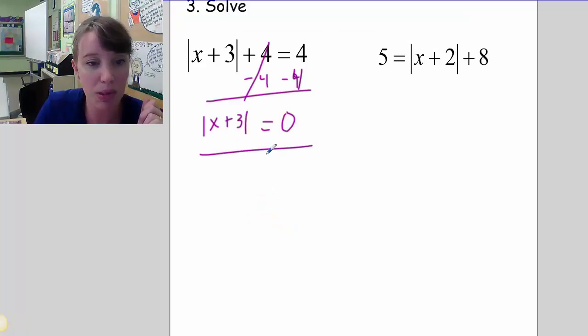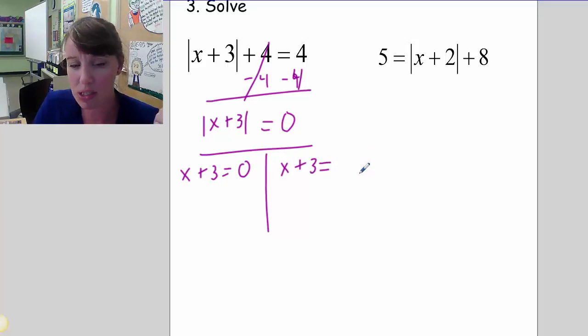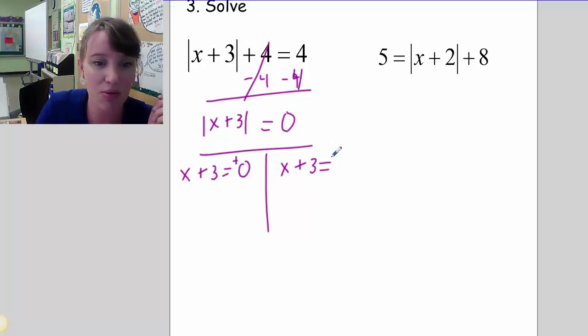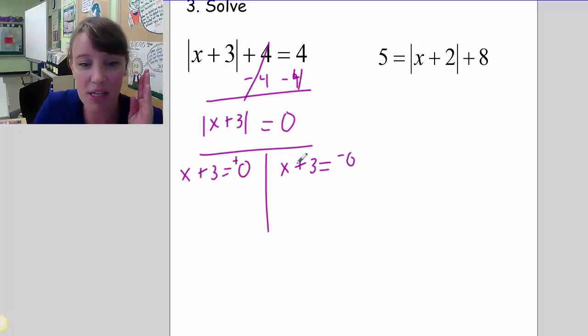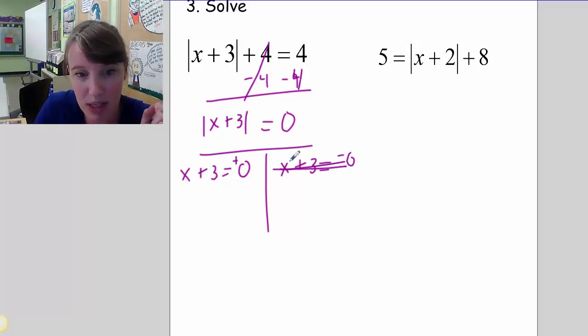And here, I'm going to split it into two cases. x plus 3 is equal to 0, and x plus 3 is equal to, well, this is interesting because it wouldn't just be positive. 0 is the only number with no sign, right? So I can't just say +0 and -0. So in this case, it actually collapses down to one case. It's similar to when the quadratic equation has one root with multiplicity of 2.